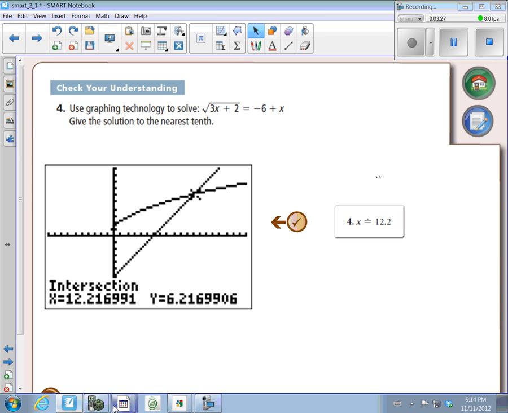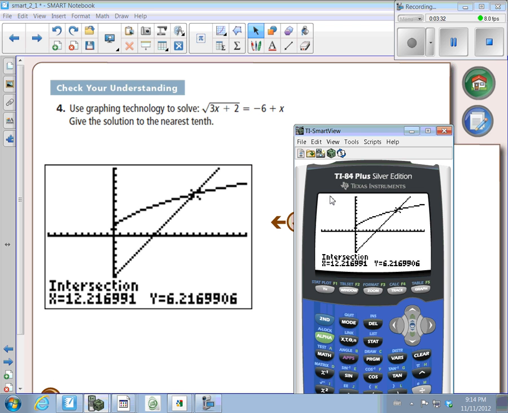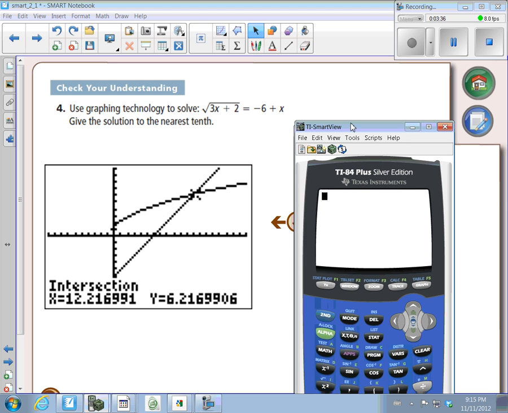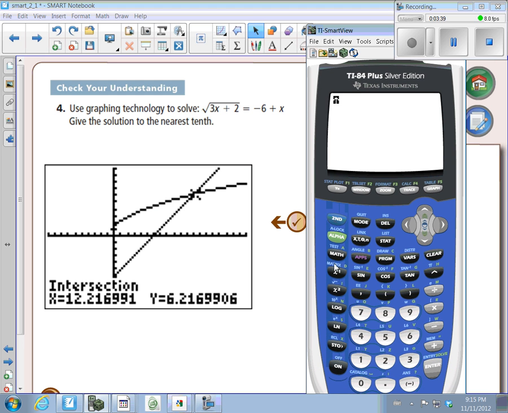Why don't we do that? Let's put 12.2 back into the function. So we'll get to a blank screen, and we'll take the square root of 3 times 12.2, and then we want to add 2 to that value, and that's all the square root of. So we close the brackets. We'll press enter. 6.21 is what the left-hand side equals.